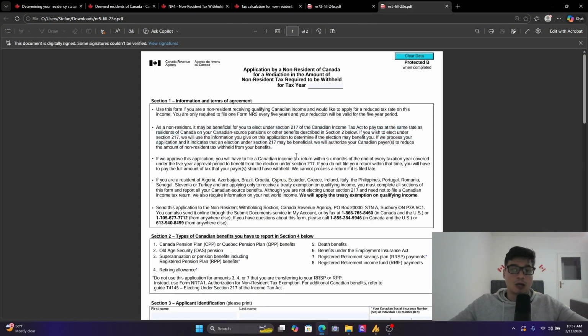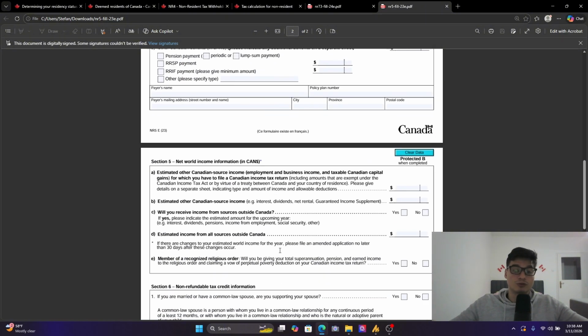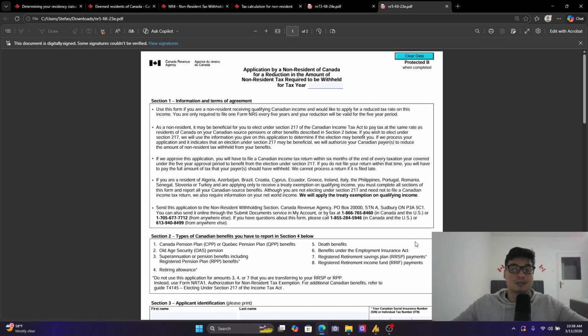Now, for example, if you want to stay away from that 25% rate, you can fill out the application by a non-resident of Canada for a reduction in the amount of non-resident tax required to be withheld. Obviously, you don't want it to be 25%. You want it to be as low as possible. You can file this through another form to have them maybe accept that, so it's reduced to a lower percentage. 25% is actually a very high amount. And of course, this may not be feasible for everyone. So they have this form that you can fill out.